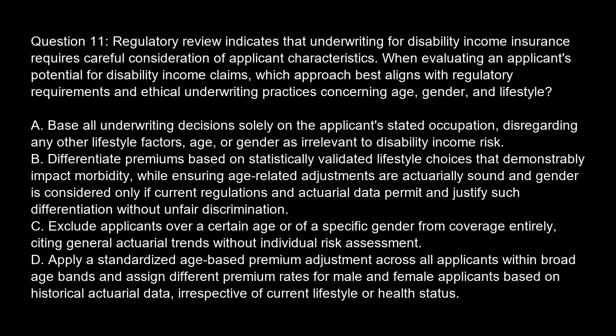Option B. Differentiate premiums based on statistically validated lifestyle choices that demonstrably impact morbidity, while ensuring age-related adjustments are actuarially sound, and gender is considered only if current regulations and actuarial data permit and justify such differentiation without unfair discrimination. Option C. Exclude applicants over a certain age or of a specific gender from coverage entirely, citing general actuarial trends without individual risk assessment. Option D. Apply a standardized age-based premium adjustment across all applicants within broad age bands, and assign different premium rates for male and female applicants based on historical actuarial data, irrespective of current lifestyle or health status.